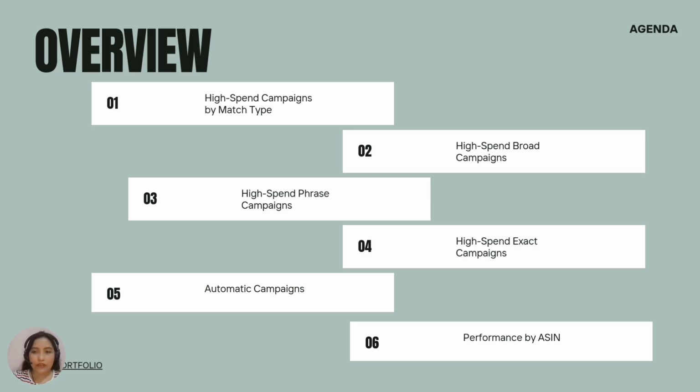Here's the overview. Visualization will be divided into discussing high-spend campaigns by match type, which are broad, phrase, and exact. There's also automatic campaign analysis and performance by ASIN.